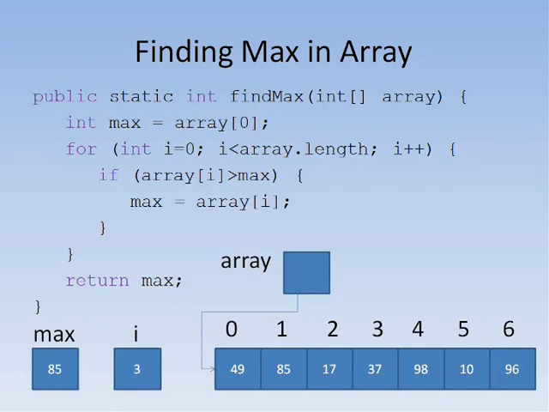Then we continue until we get to 4. When i is 4, we see 98, which is again larger, so max is replaced. We continue all the way through 6, and then the loop ends. After this, we'll return 98, the maximum value.